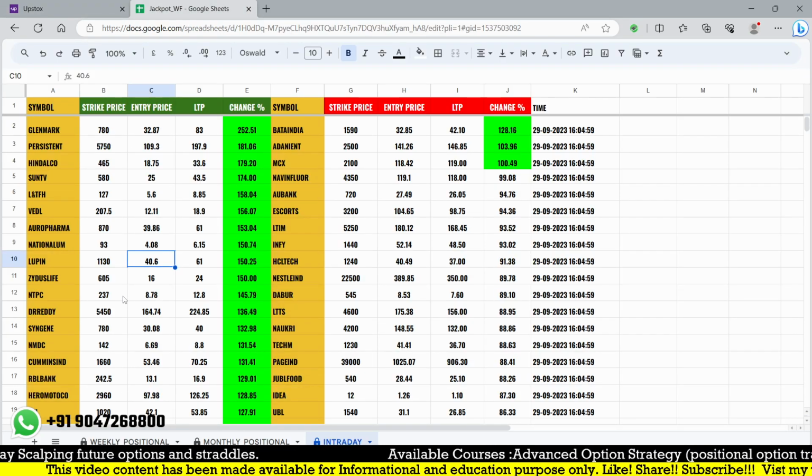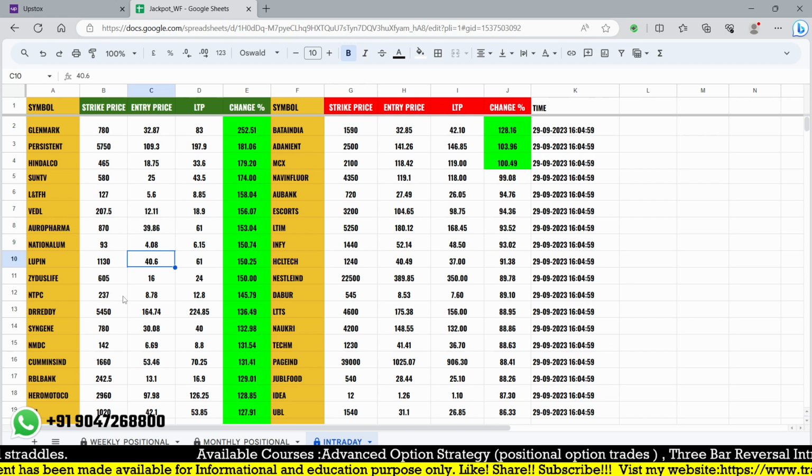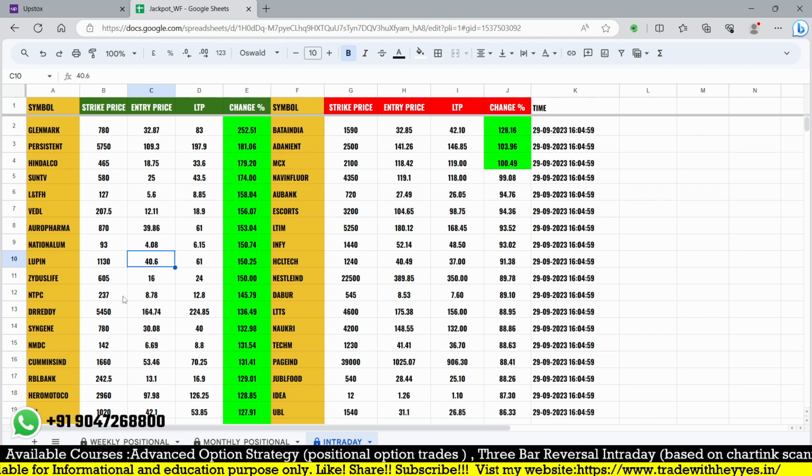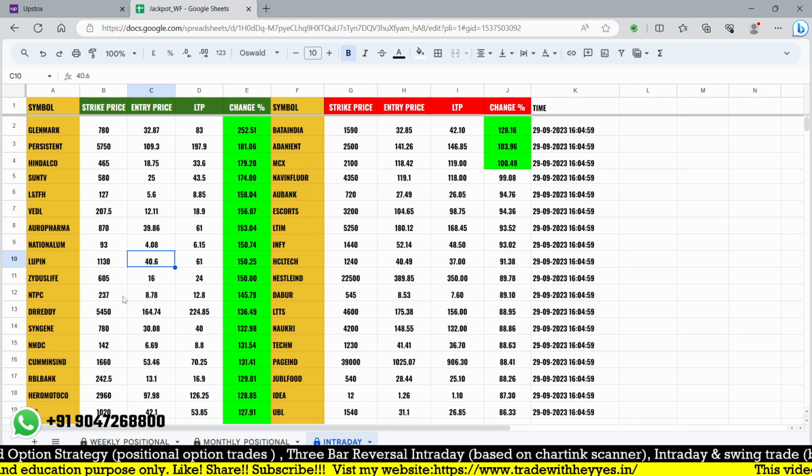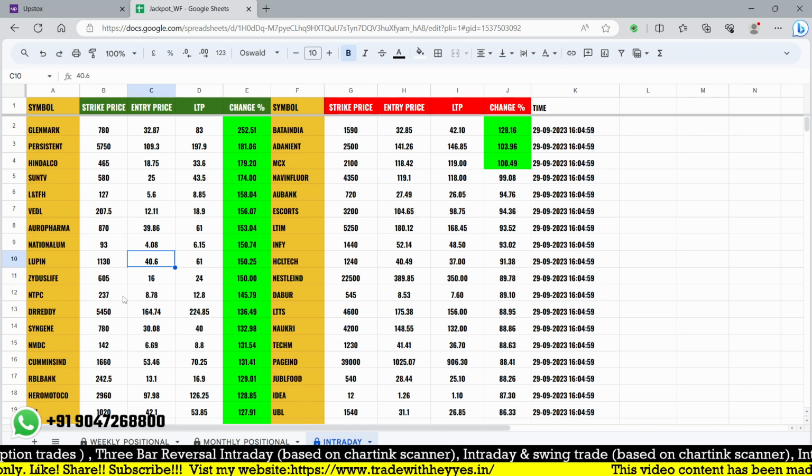Persistent, Indalco and Sun TV also gave you such a good movement based on our Google sheet. And this sheet is mainly created for scanning purposes.